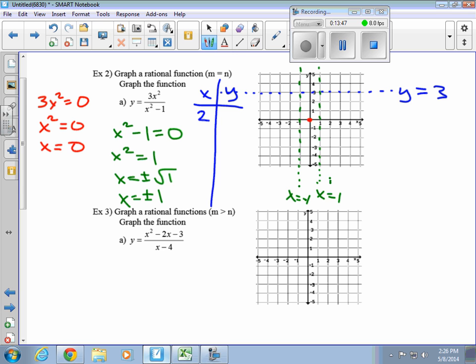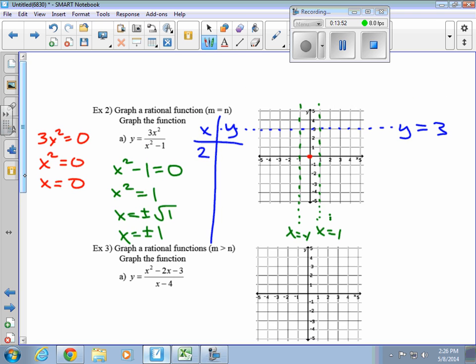2 squared is what? 4 times 3, 12. Okay, so this is 12 over 2 squared minus 1, 3. So what's 12 over 3? 4. So (2, 4) is a point. All right, let's put in another one on that side. Let's go 3. What's 3 squared? 9 times 3? 27. So we have 27 over 3 squared, which is 9, minus 1 is 8. So what's 27 divided by 8? 3 point something, right? Is it 3 and 3/8?